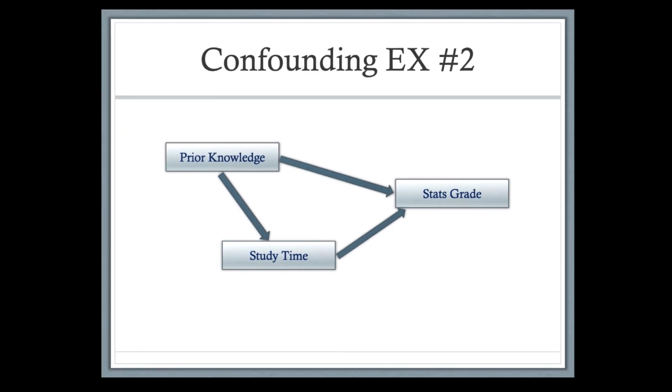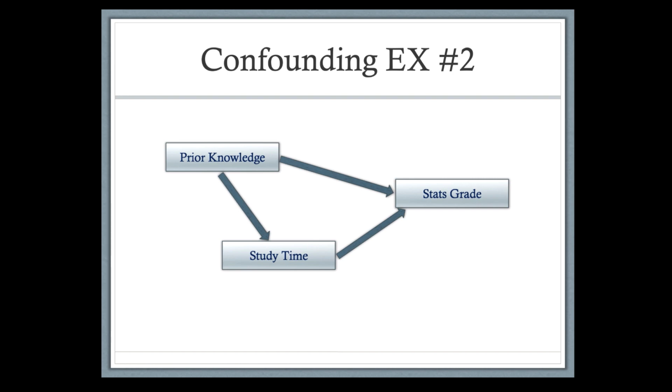Let's take a look at another example. This is one we talked about in our previous meeting. Suppose we want to look at what effect the amount of time you spend studying has on the grade you get in this course. Okay, so that's our question of interest. And we've identified a potential confounding variable as your prior knowledge of statistics.